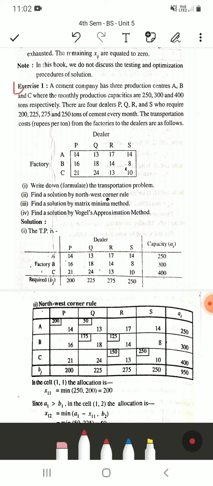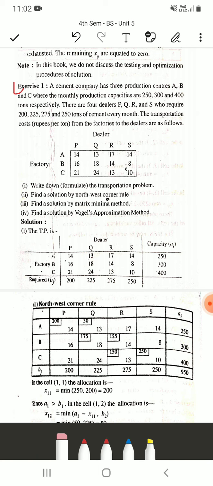So here the columns indicate the dealers, which are P, Q, R, S, and these are the factories A, B, C. So the cost per ton from factory A to P is 14, from factory A to Q is 13 rupees per ton, and so on. They have given the cost matrix. So whatever is given in this box is called the cost matrix. So they have given the amounts.